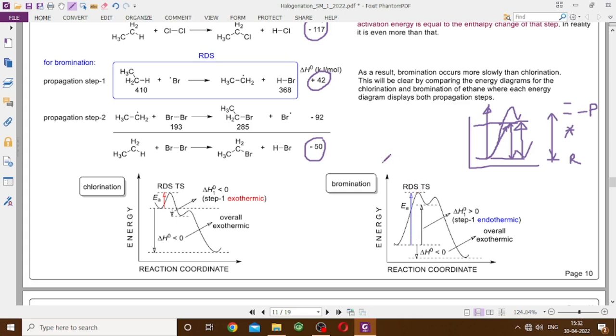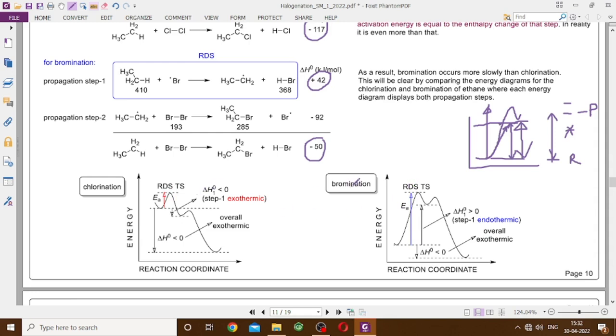And as we know, the overall rate of the reaction is controlled by what? The rate determining step controls the overall rate of the reaction. So if the rate determining step for chlorination has so much lower activation energy for the same molecule under the same condition, it has so much higher activation energy for bromination, that chlorination will be faster.